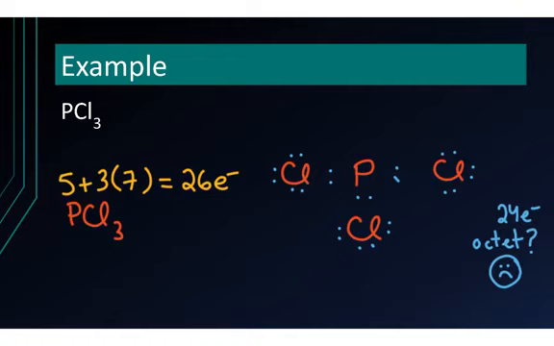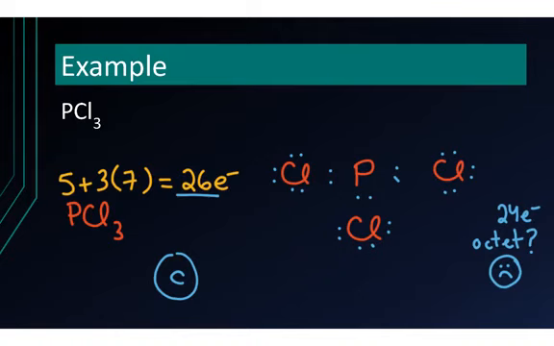In A, I have an octet and I've used up all my electrons. This is definitely not an A. I'm supposed to have 26 electrons in this picture. I only have 24. B, the same thing. I don't have an octet, but in this case, I have leftovers, and so I'm actually going to do a scenario C. So I'm just going to write that here so we have it there. This is a scenario C.